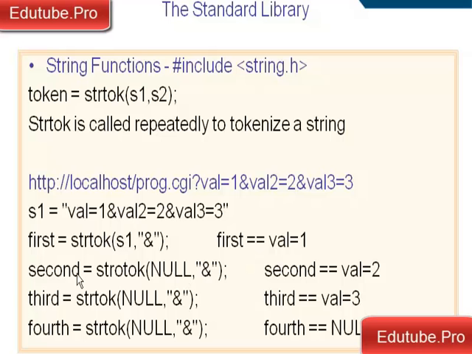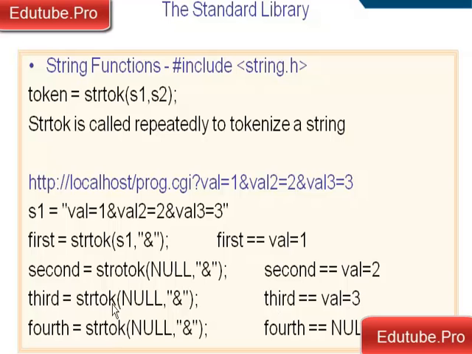Since we didn't get a null, we call it again. And we would, of course, be sitting in a loop doing this until we finally hit a null. We do strtok again, pass it a null and an ampersand. We're pointing here now, and we're going to run down to the end of the string, which is a null, and we're going to sit right there, and we're going to pass back the beginning of this string. So third is equal to val3. So we have tokenized the string and removed the tokens out of it.